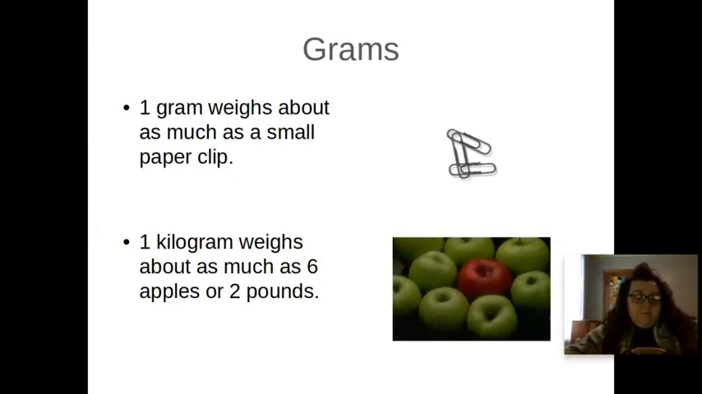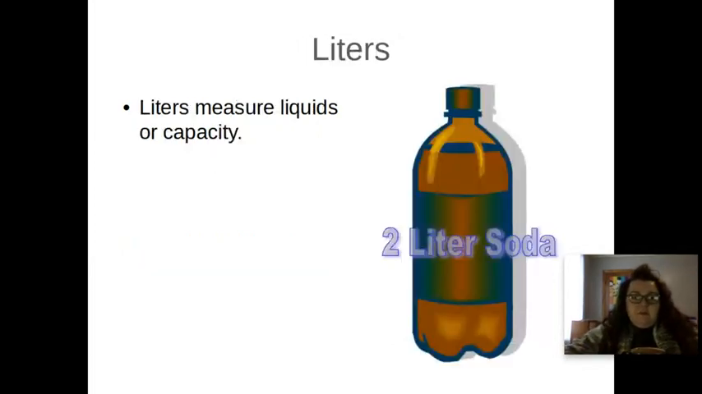A kilogram weighs about as much as 6 apples or 2 pounds. So that's going to be like if you buy a bag of apples from the store. Unless it's a big bag, then it might be 2 kilograms. But again, it just gives you some references.